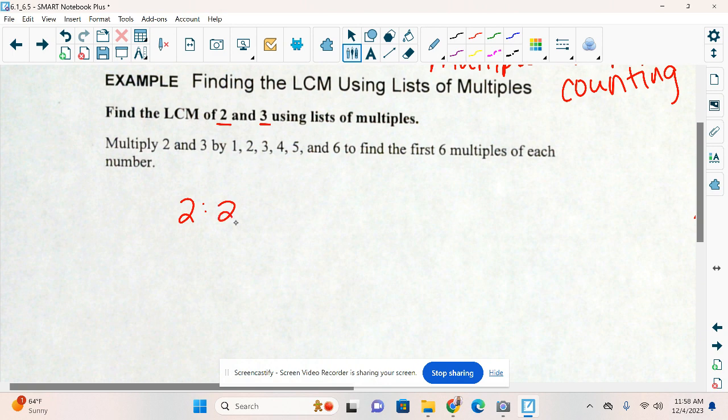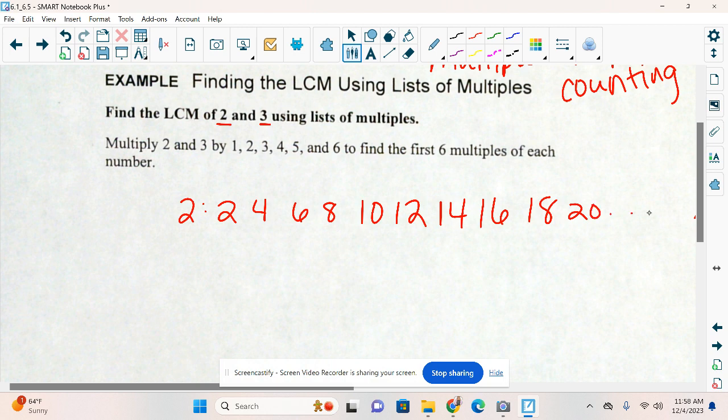So that's like skip counting by 2. We have 2, 4, 6, 8, 10, 12, 14, 16, 18, 20, and on and on. It never really ends. It just keeps going. Okay? So we've got 2, and then we list the multiples of 3. 3, 6, 9, 12, what is it next? 15, 18, 21, 24, and it just keeps going on and on.